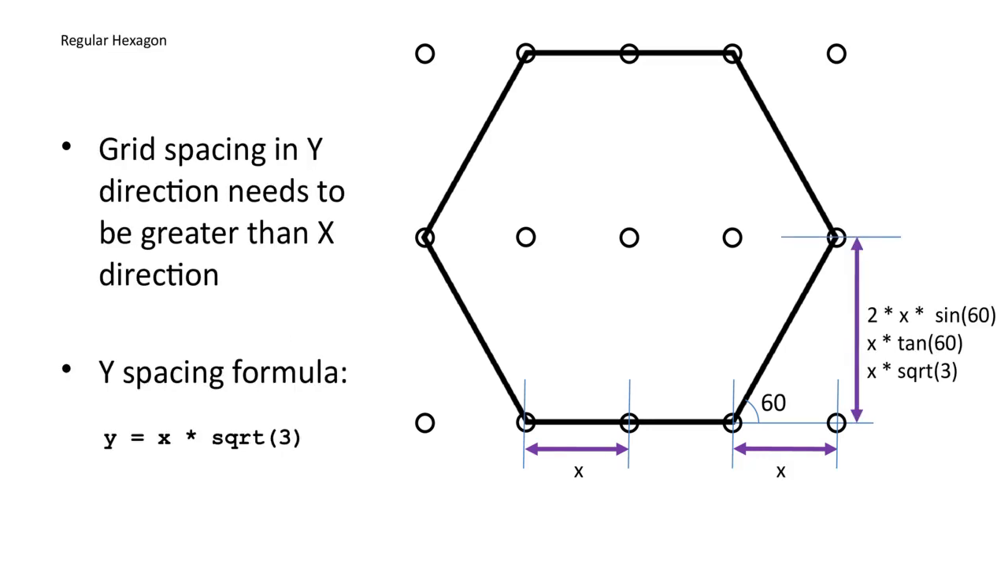We can also use trigonometry to calculate the spacing in the vertical direction. In this case, the spacing will be 2 times x times sin 60. This simplifies to x times square root of 3.